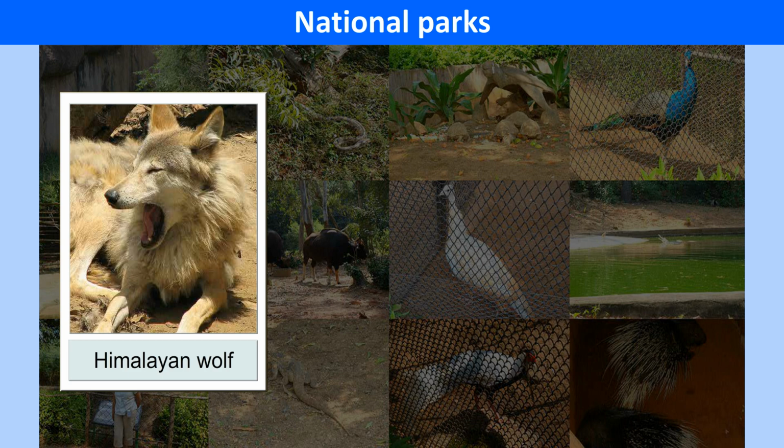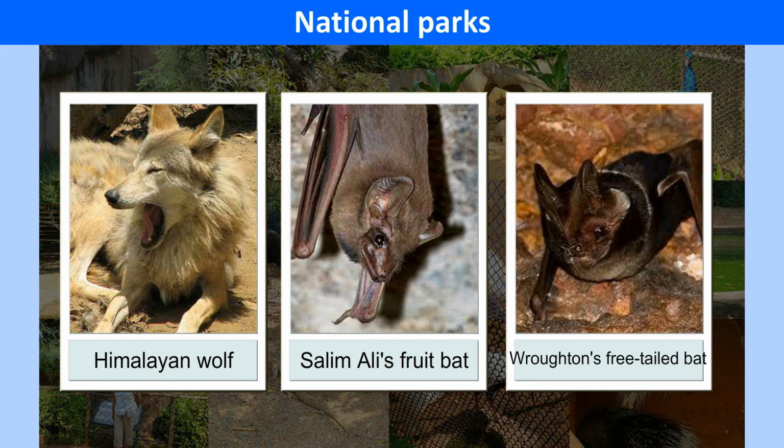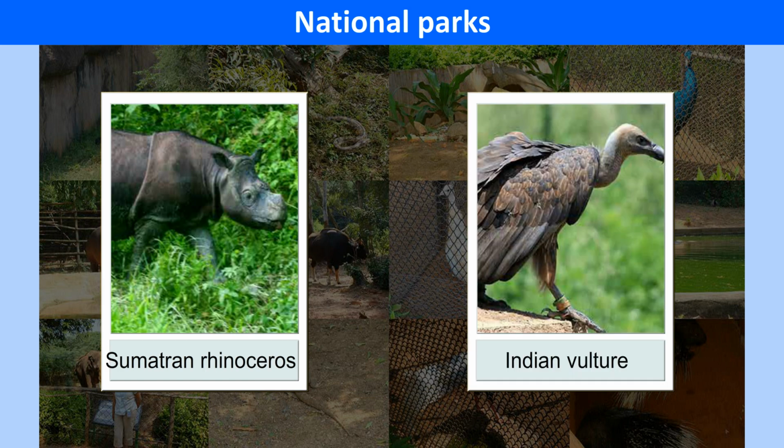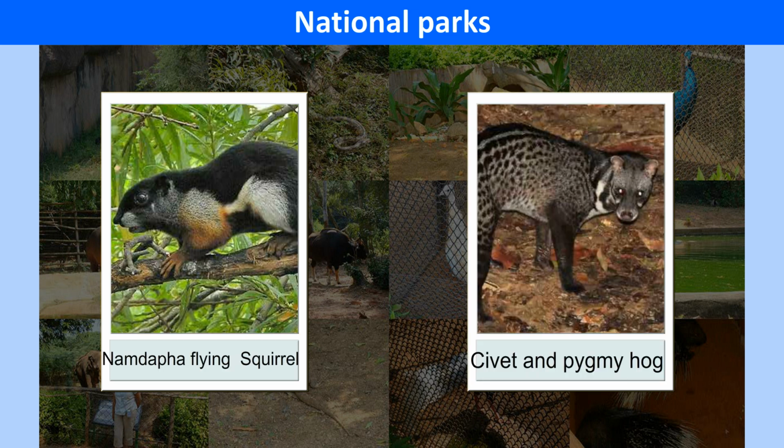There are numerous animals and birds that are endemic to India alone. The Himalayan wolf, Salim Ali's fruit bat, Broughton's free-tailed bat, Sumatran rhinoceros, Indian vulture, Namdapha flying squirrel, Malabar large-spotted civet, and pygmy hog are some of the critically endangered species of India.